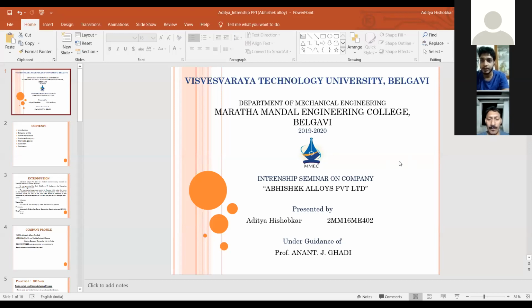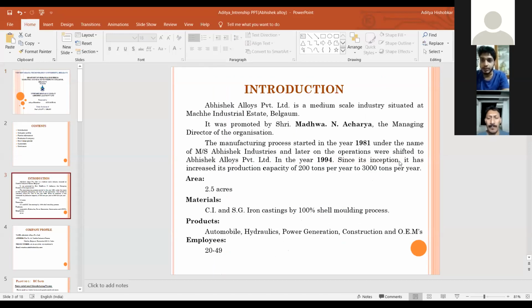I am going to present my seminar on my internship at Abhishek Alloys Private Limited. Abhishek Alloys Private Limited is a medium-scale industry situated at Mache Industrial Estate, Belgaum, and it was founded in 1981. Since its inception, the capacity of 200 tons per year of production has increased to 300 tons per year, and it is spread over 2.5 acres, which has four plants.